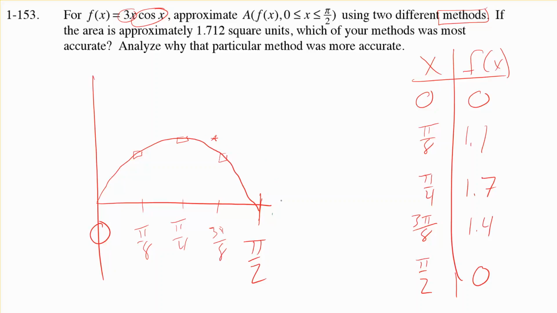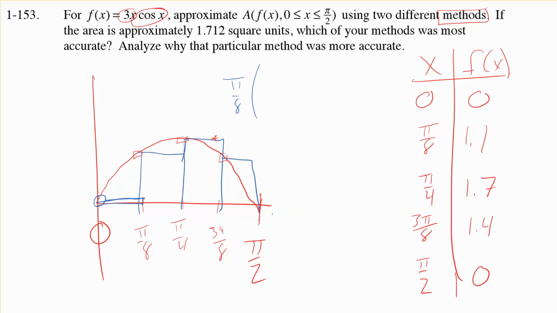Two different methods to approximate the area. I would expect most kids to say left-handed rectangles. This would be one, this would be one, this would be one, and this would be one. It's actually not a bad idea, probably. Let's take a look at what happens there. So left-handed rectangles, they touch the left side of the curve, and each one of their bases is pi over 8.